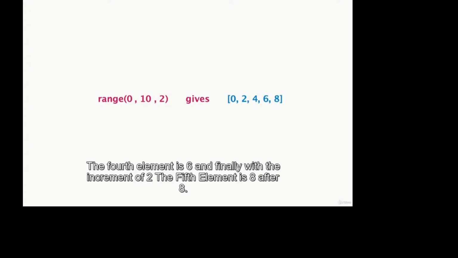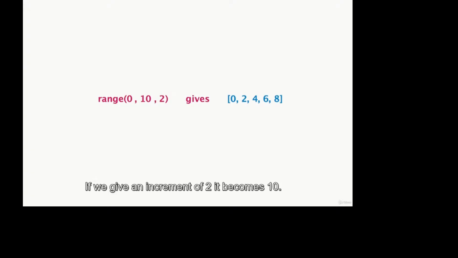So the starting list element is 0 with an increment of 2. The next element is 2, and again with the increment of 2. The third element is 4, and again with the increment of 2. The fourth element is 6, and finally with the increment of 2, the fifth element is 8. After 8, if we give an increment of 2, it becomes 10. As we know, the upper limit is not included, so it stops there and generates a list from 0 to 8.